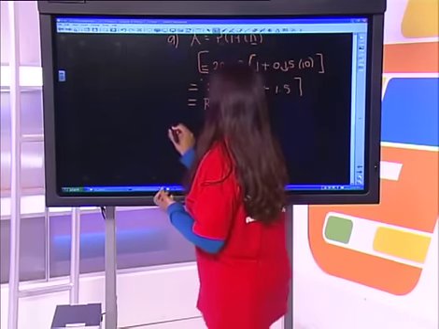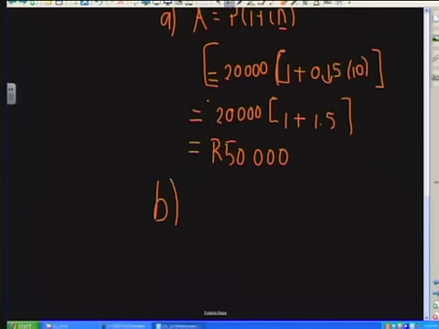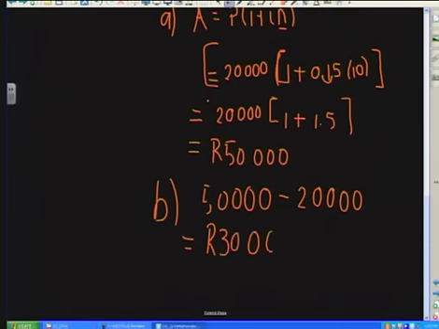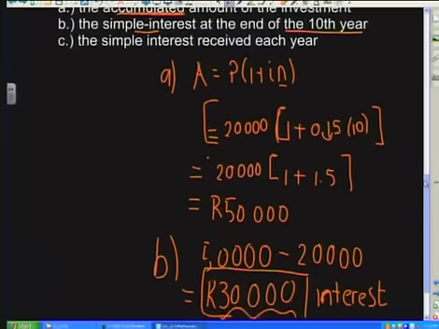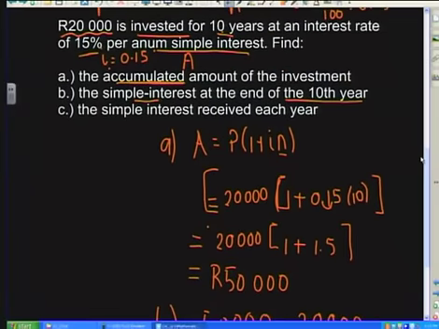So for part B, we're going to take our final amount, which is 50,000, and then we subtract our initial amount, which we started with, which is 20,000, and that's going to give us 30,000. So obviously this 30,000, where did it come from? Well, that's the extra bit of interest that was added on. This is the simple interest that we received over the 10-year period. So we've got 30,000 Rand of interest over that entire investment period. Now that's the whole 10-year period.